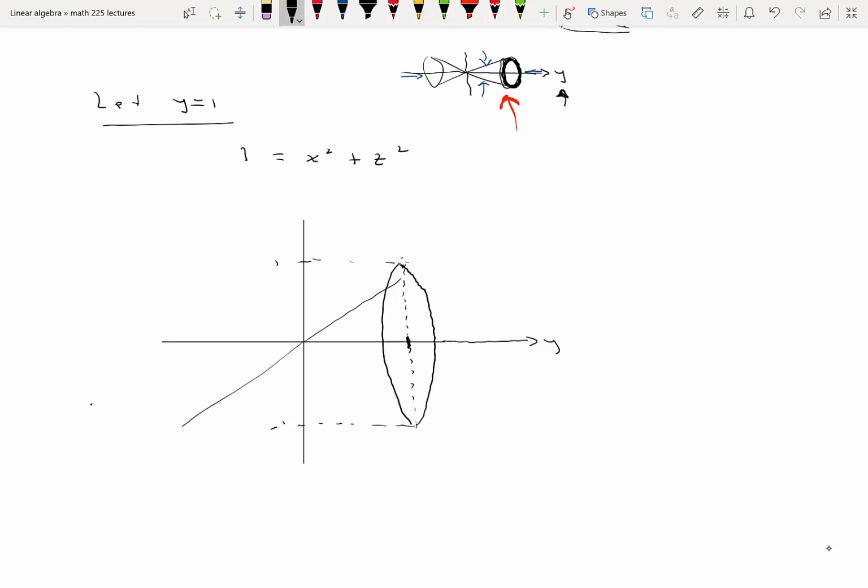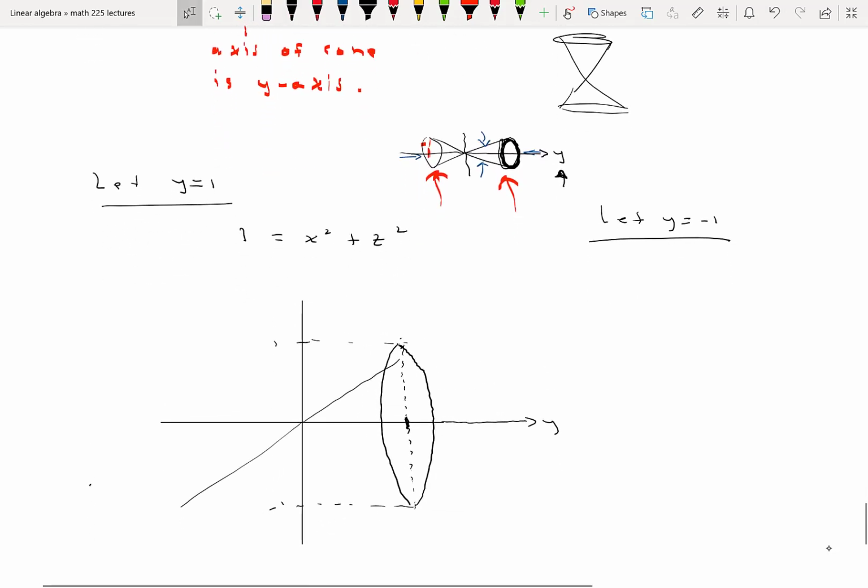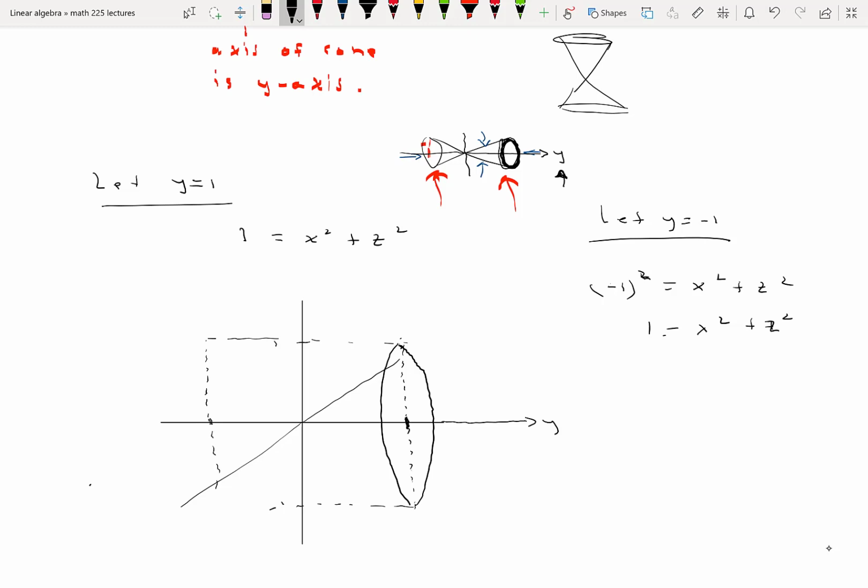What should I let y equal now? Let y equal -1. Identify this trace. This is at y equals -1. So let y equal -1 in the equation. So I'm looking at the trace of the surface, this fancy terminology, trace of the surface in the plane y equals -1. So what's the equation? y squared equals x squared plus z squared. (-1) squared equals x squared plus z squared. It's the same equation I got in the previous trace. It's a circle, but it's now in the plane y equals -1. So y equals -1, go up +1 in the z direction, go to -1 in the z direction, draw a circle.